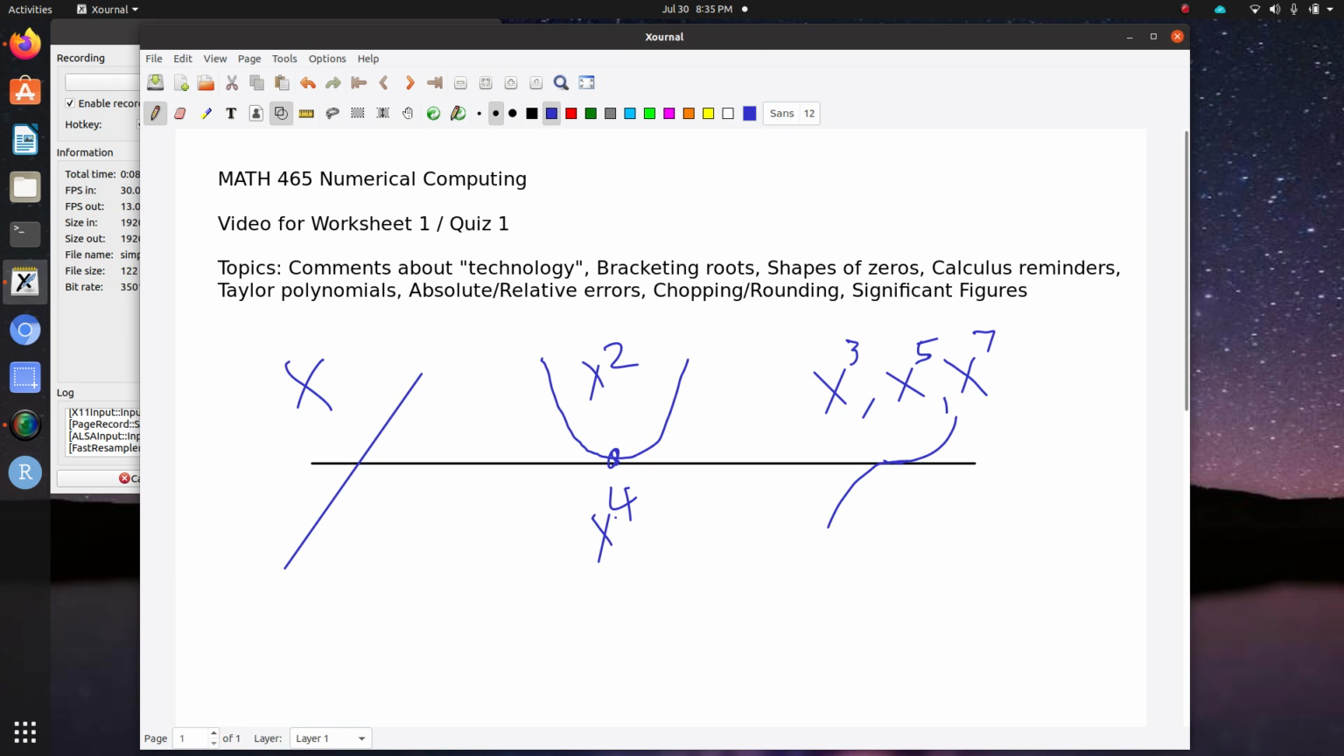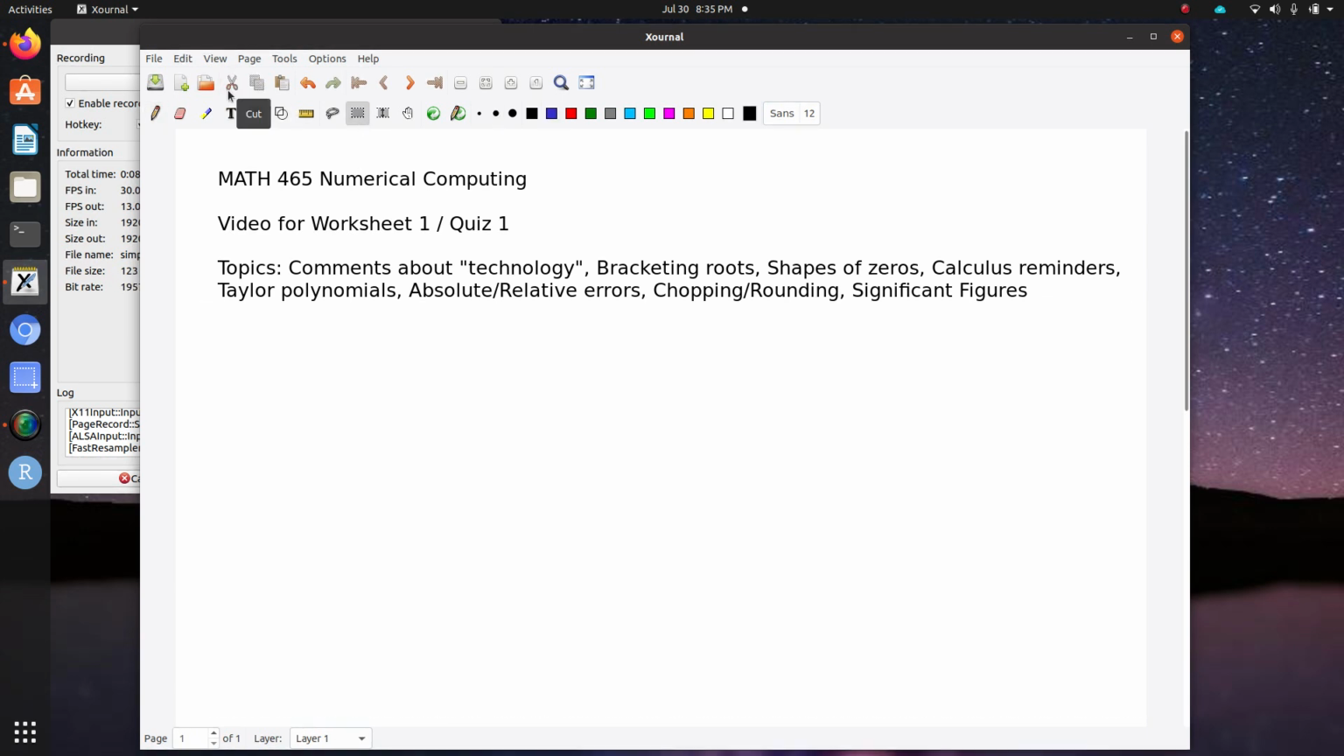Okay, now we start in on the calculus reminders. So now we're going to talk about calculus reminders. So first question is, how to find the max value or min of a function.